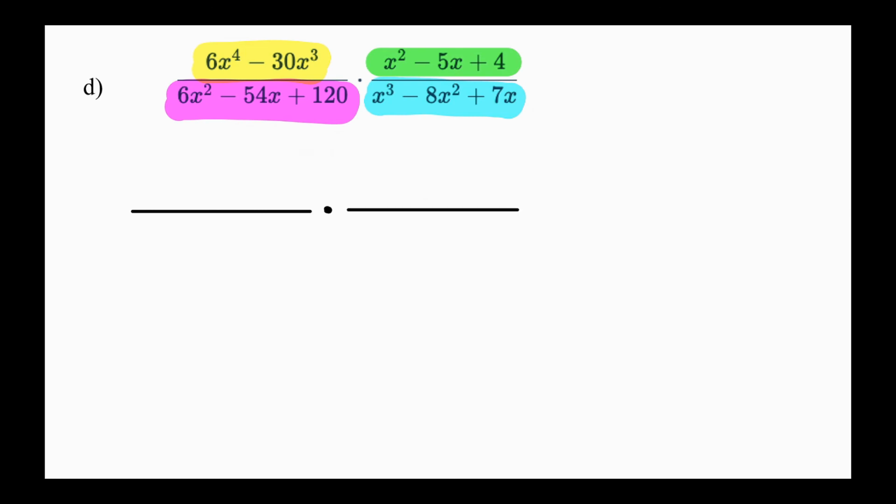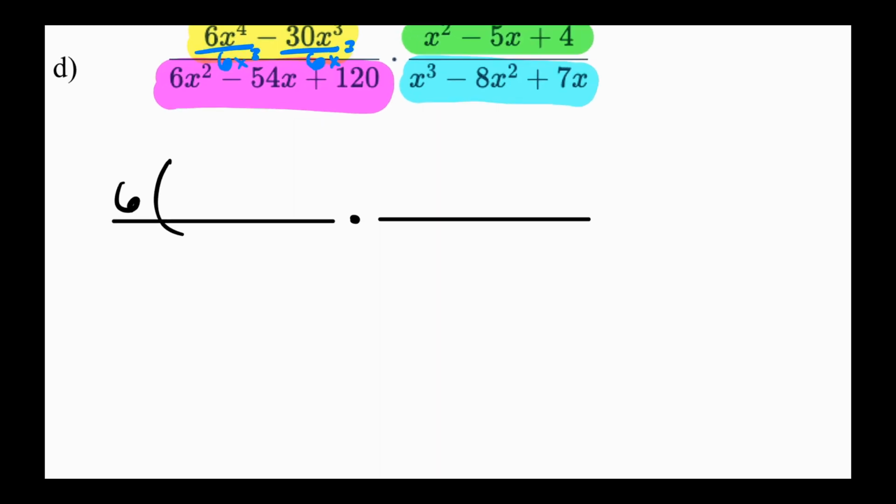Binomial. Yellow is a binomial. Does it have a GCF? Yes, it does. What can I divide? First, number-wise. What can I divide it number-wise? 6, right? 6 and 6. Okay, so I have a 6 out in front. And then how many x's can I take away? 3, and x to the third power.